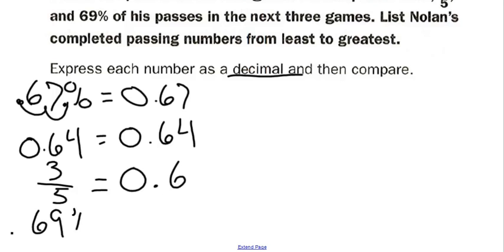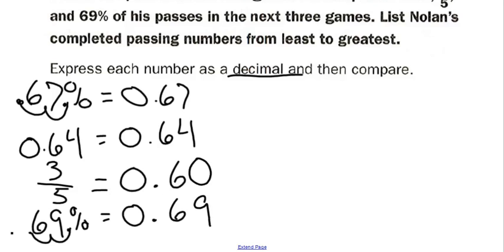And then our last one we said is 69%. Again, just move that decimal over 2 spots. 1, 2. That becomes 0.69. So I'm going to throw a 0 after 0.6. Instead of 6 tenths, I'm going to make it 60 hundredths. It's the same thing. Remember, I can add those zeros. And now I can just compare. Which one's the smallest? Well, 0.60 is the smallest.